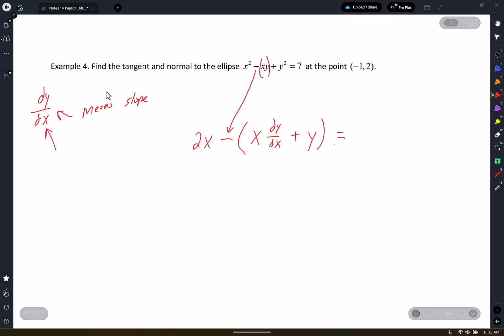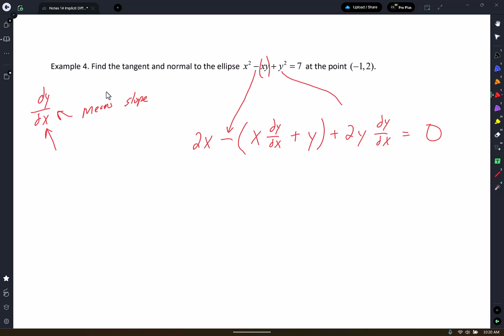Oh yeah, I still haven't finished. Good job. I was testing you guys. Plus, what's the derivative of y squared? 2y dy/dx equals 0. You are done with calculus. Now what are you going to do? Just algebra. Yes. The derivative of 7 is 0. So all we're doing, guys, is getting the dy/dx by itself.